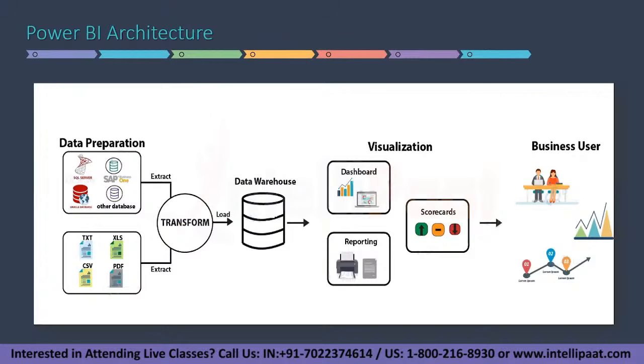It has three important sections: the data preparation, the visualization, and the users. Data preparation involves getting the data from various sources, whether it's a flat file like PDF or Excel, a database like SQL or Analysis Services, or a cloud service like Salesforce or Google Analytics. You can easily bring the data, connect with Power BI, and start working on this data. And you can create visuals and share them with the end user.